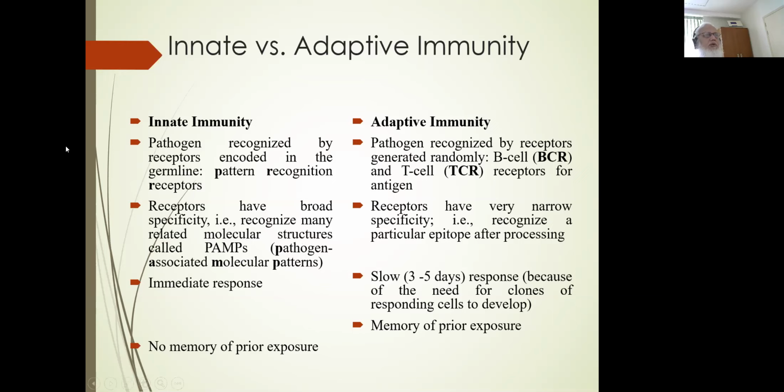So the pattern recognition receptor recognizes pathogen-associated molecular patterns. But receptors on B cells or T cells are highly specific. They recognize a specific epitope after processing, and in B cells without processing. Innate immunity gives rise to an immediate response, but adaptive immunity gives a slow response because of the need for clones of responding cells to develop. There is no memory in innate immunity, but memory is usually present in adaptive immunity.